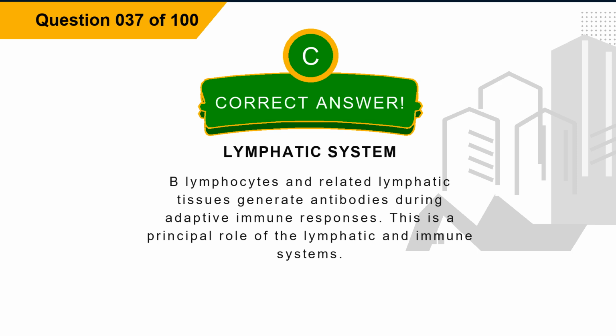Explanation. B lymphocytes and related lymphatic tissues generate antibodies during adaptive immune responses. This is a principal role of the lymphatic and immune systems.